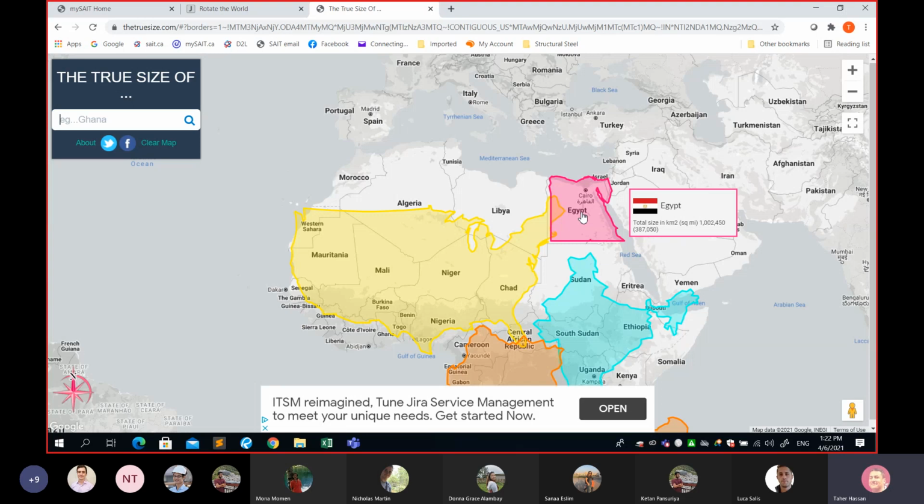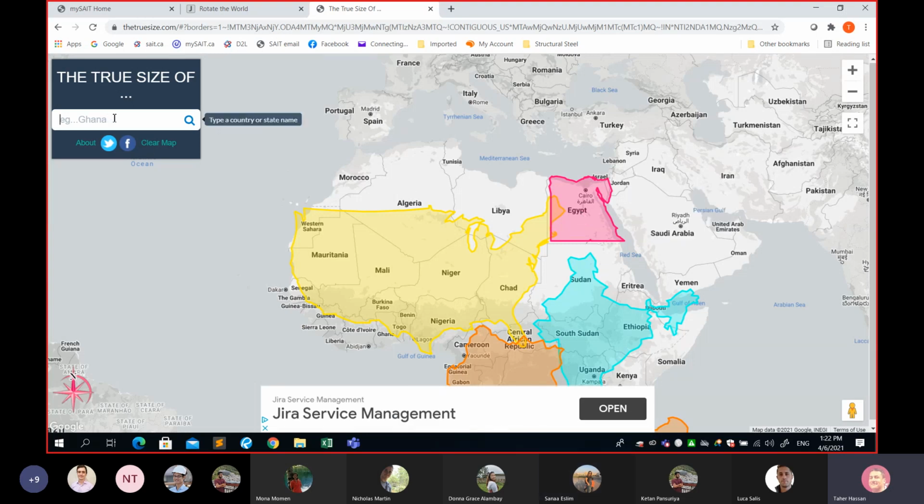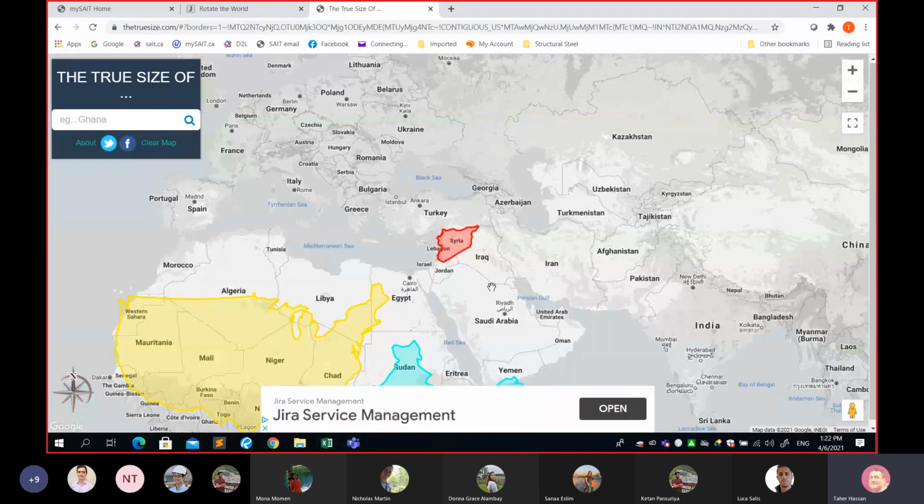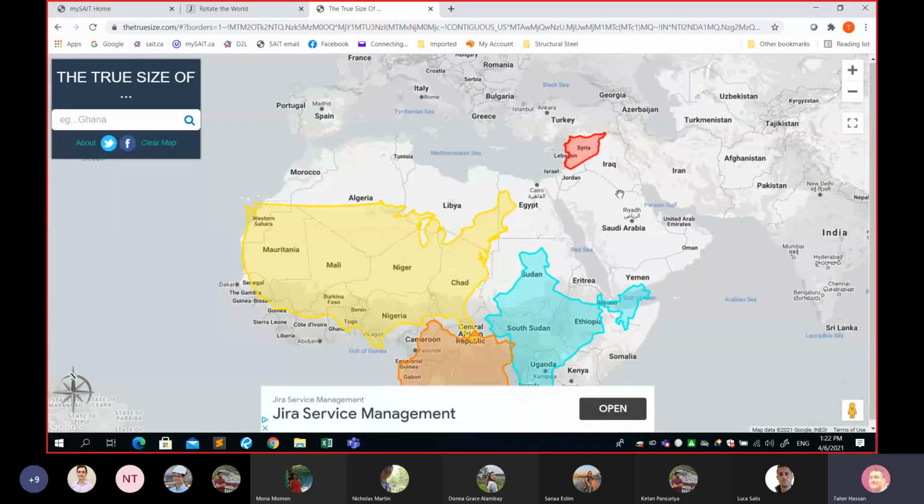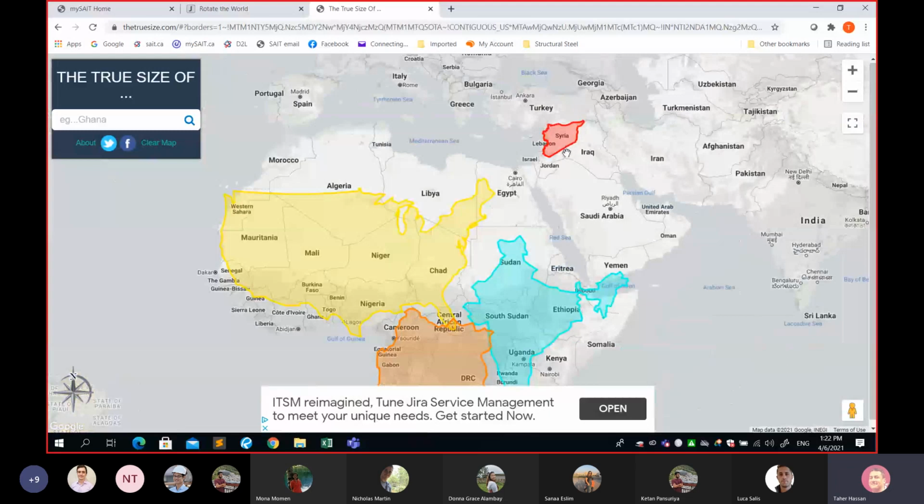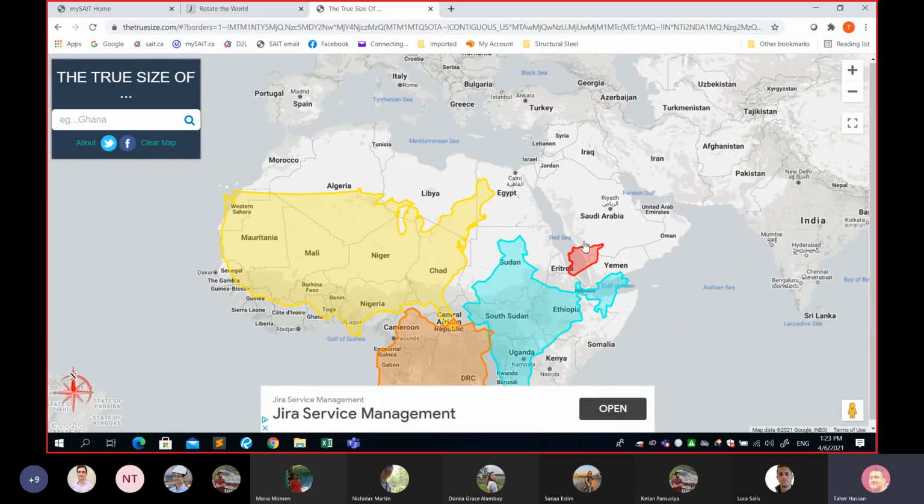Anybody want to tell me any other country if you wish? Syria. Syria. Watch this. So here is Syria. I chose Syria, and I'm going to take Egypt out of the business. You can see this is the border of Syria. The good thing about this website is you can click on Syria and move it anywhere you like on the earth.